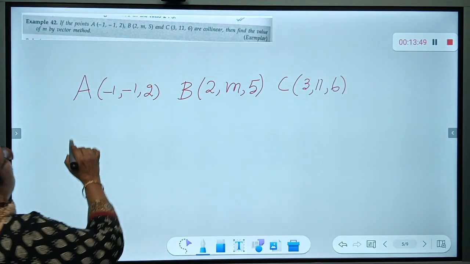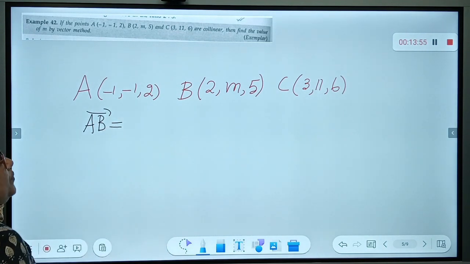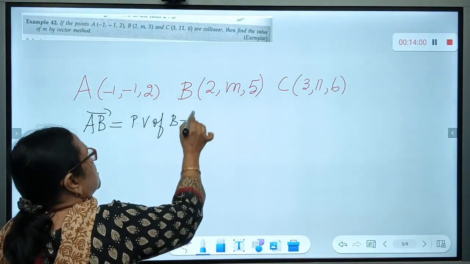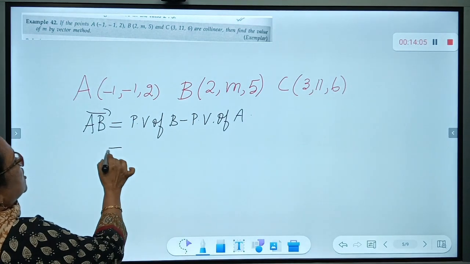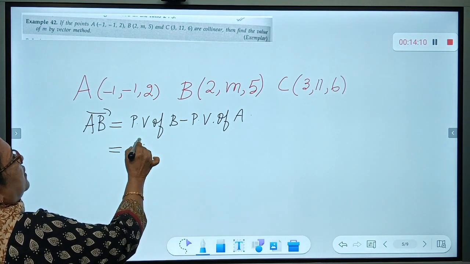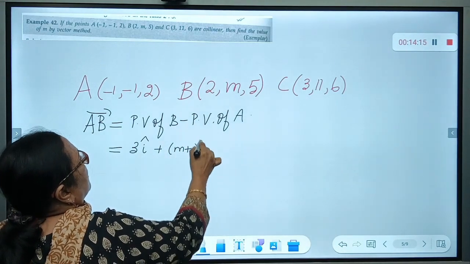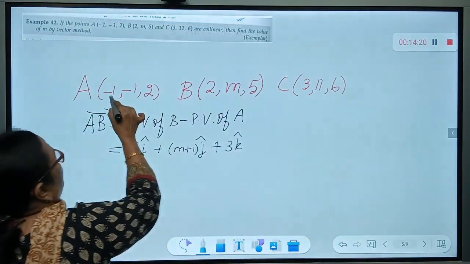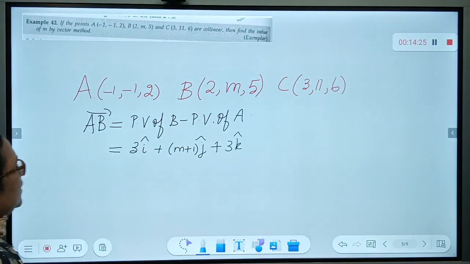Okay. So, now what will be AB vector? AB vector will be position vector of B minus position vector of A. So, this will be 2 minus of -1, 3i, plus m plus 1 j, plus 3k. 2 plus 1, 3i, m plus 1 j, 5 minus 2, 3k.